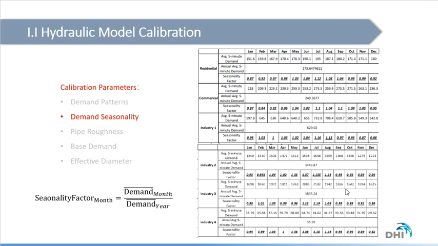We also calculated a seasonal factor for different user categories of different months during a year, which equals the average demand of a month divided by the average demand of the whole year. When we ran simulations of a certain month, we applied these factors to their base demands for different users, and then we ran simulations.